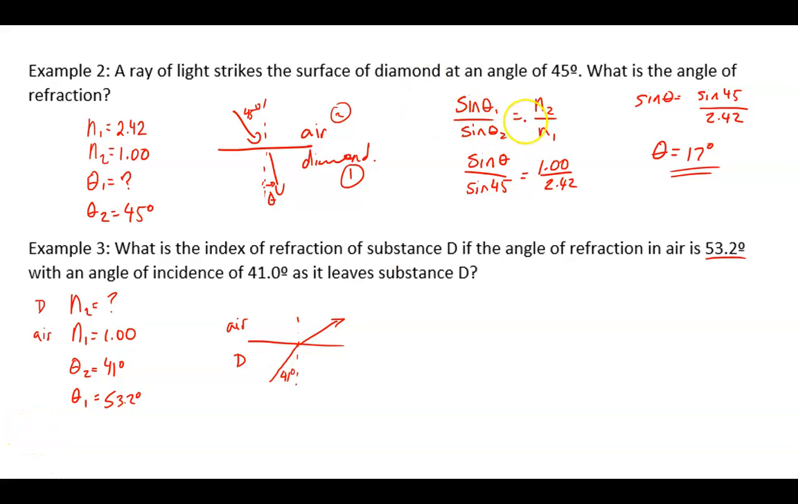So we're using the same equation as last time, but now we're looking for n. Sine theta 1 over sine theta 2 is equal to n2 over n1. Sine 41 over sine 53.2 is equal to n2 over 1. Now you'll notice that because it's over 1, really we can just cross that out. And you're calculating this, which if you type it in your calculator correctly should get you 1.22.